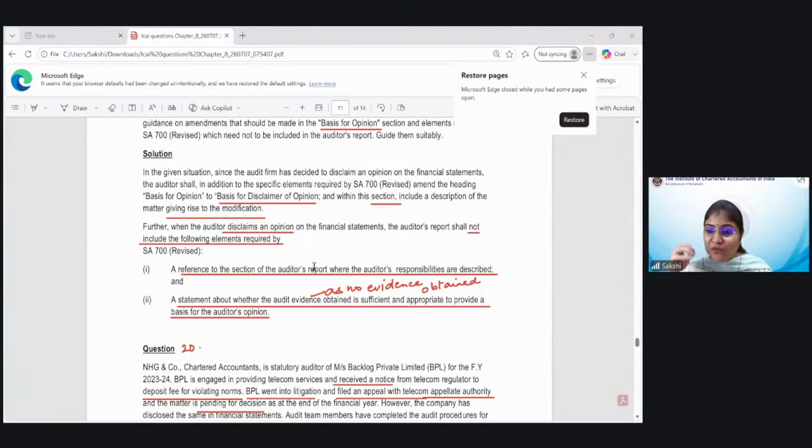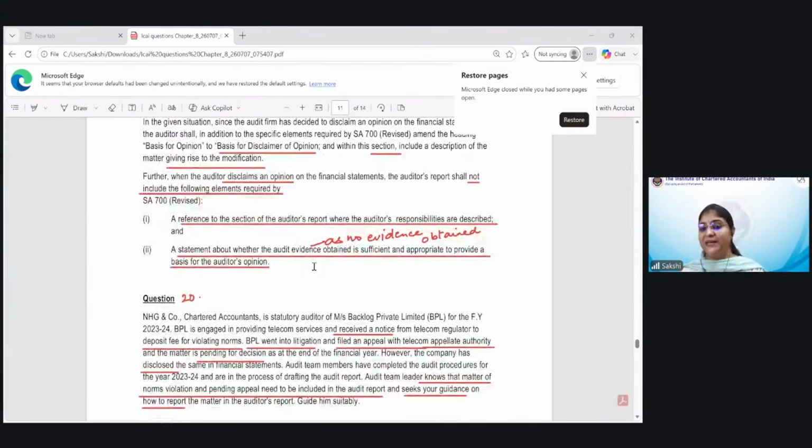Isn't it? Your responsibility is we are doing the audit for this period, but you haven't done the audit. You are giving the disclaimer because we were unable to obtain sufficient and appropriate audit evidence. So this is what they are saying, that these two things will not appear in the basis for disclaimer of opinion. He shall not include the following points: reference to the section of the auditor's report where the auditor's responsibilities are described, and also a statement whether the audit evidence obtained is sufficient and appropriate. Because evidence obtained, how can it be sufficient and appropriate? Isn't it?